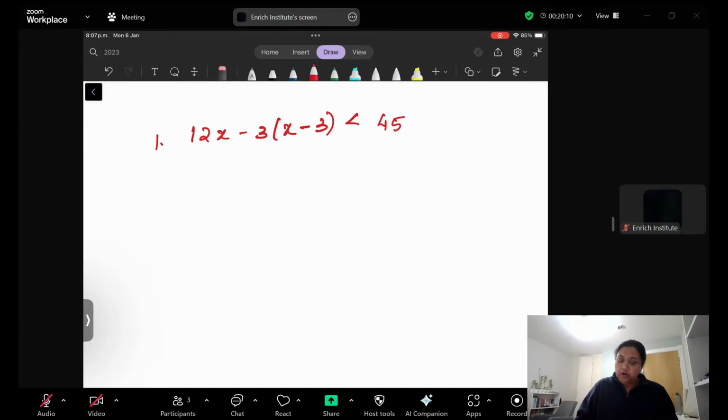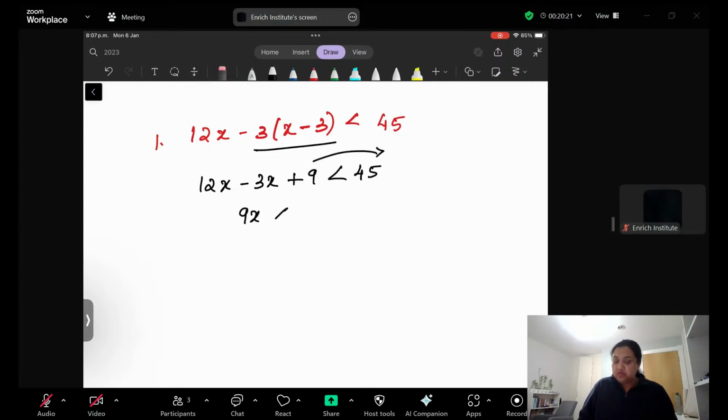So here what you do is, first you expand this, that will be 12x minus 3x plus 9 less than 45, and simplify this as 9x and bring this one this side, so it is less than 36 and x is less than 4.